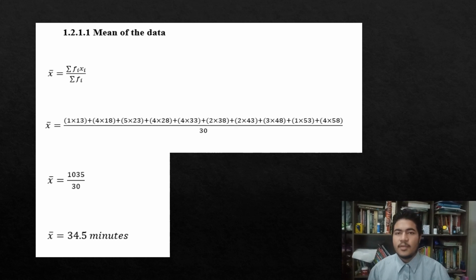So this is the mean of the data. The formula that we use is x bar is equal to the sum of the frequency times x divided by the sum of the frequency. And we just substitute the values given in the previous table, and the answer of the mean of this data is 34.5 minutes.